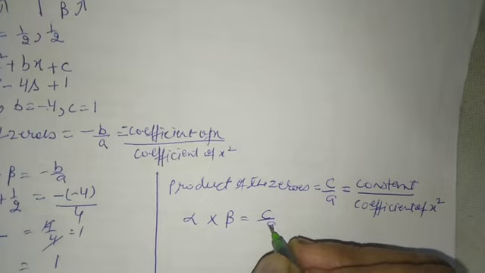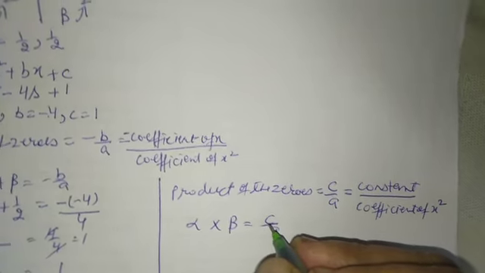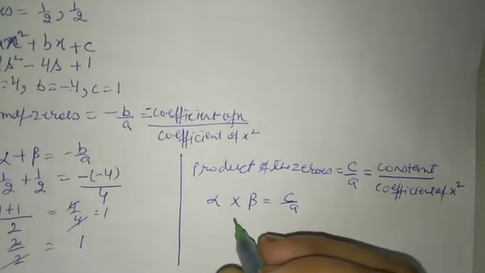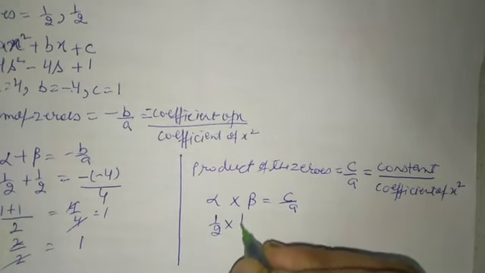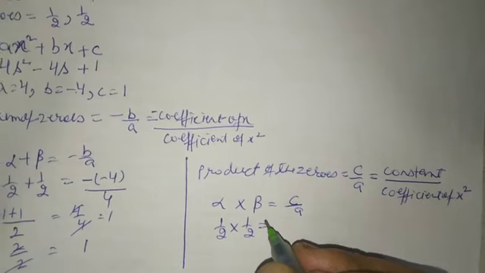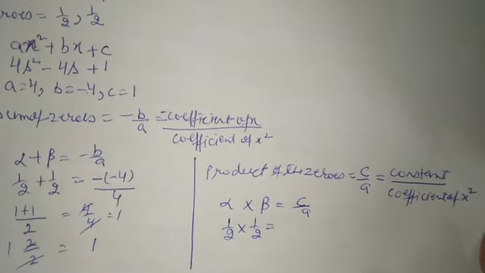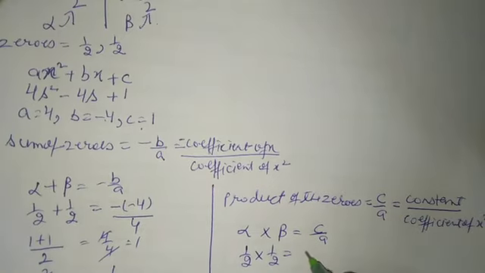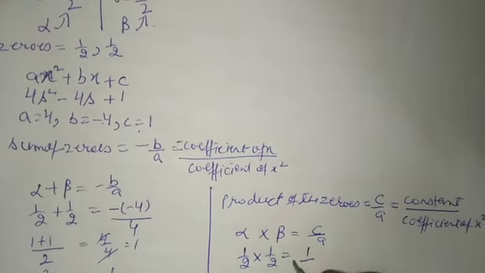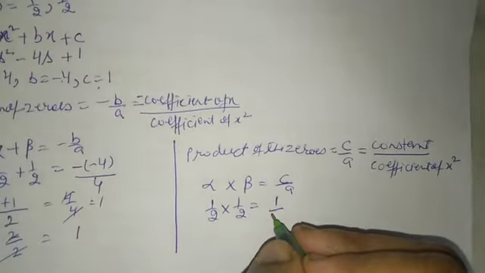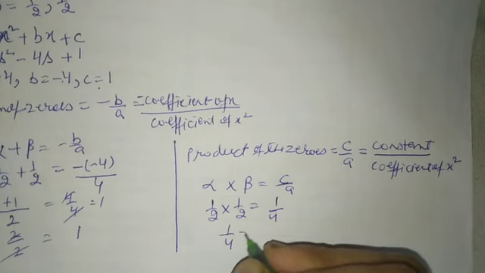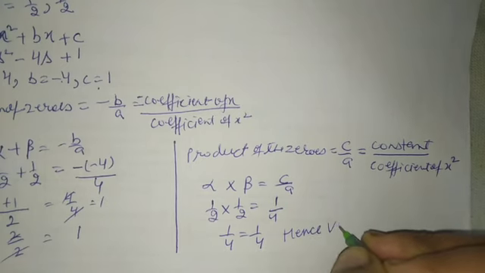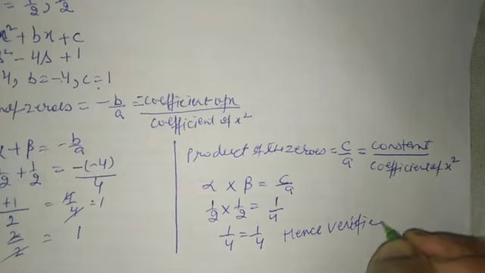Now the product of zeros, alpha times beta, should be equal to c by a. Let's see: our alpha was 1 by 2 and beta was 1 by 2 as well. So it will be 1 by 2 multiplied by 1 by 2, and c here is 1 and a is 4. So we write it down, and we have 1 by 4 is equal to 1 by 4. So we have verified the relationships, hence verified. I hope you understood this question. Thank you.